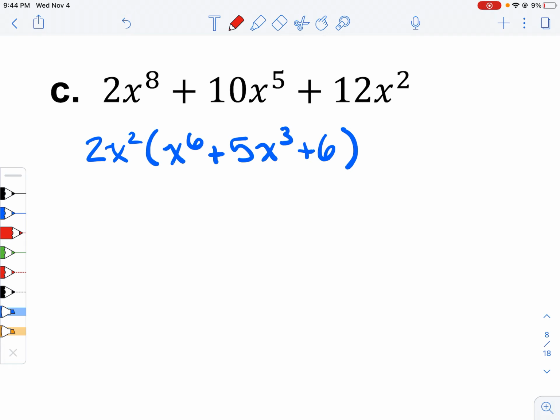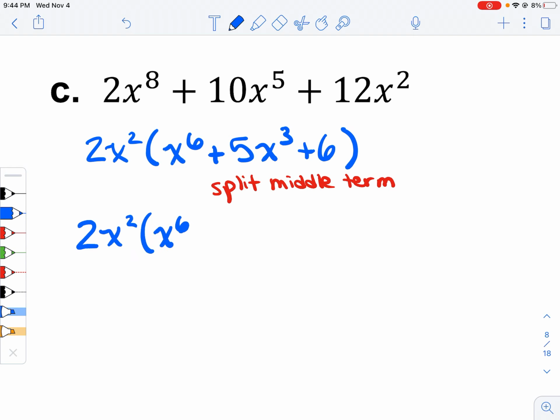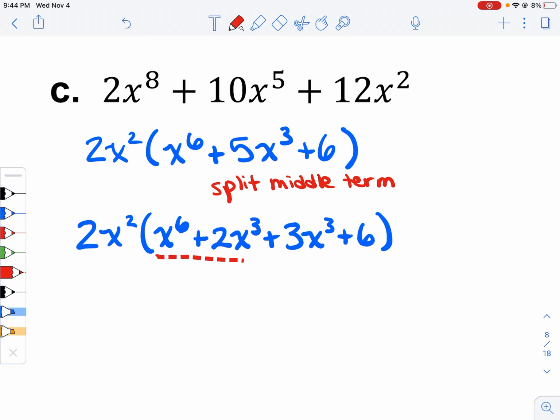So what I want to do is split this middle term. I want to split it into something that I can factor out because I want 4 terms so that I can do factor by grouping. So this 2x squared, he's just along for the ride. I have x squared. I'm going to split this into plus 2x to the 3rd plus 3x to the 3rd plus 6. By splitting this, now I have 4 terms here where I can group the first 2 and the second 2.